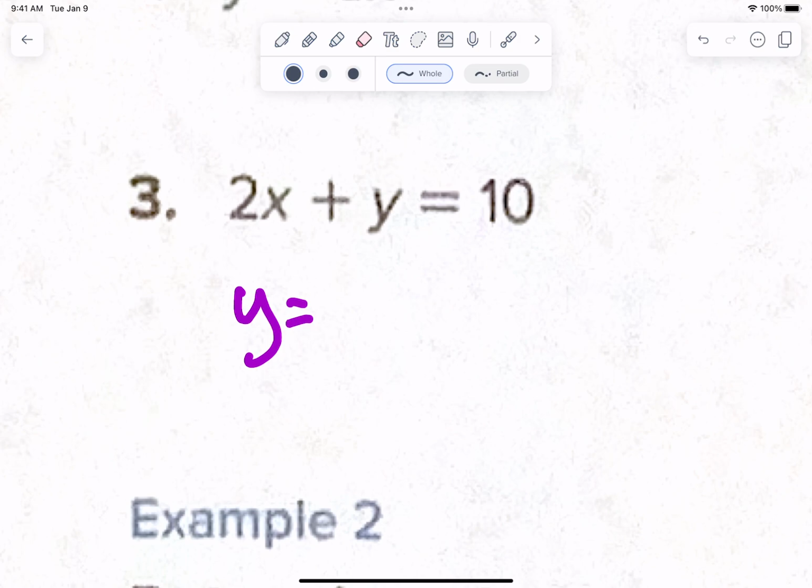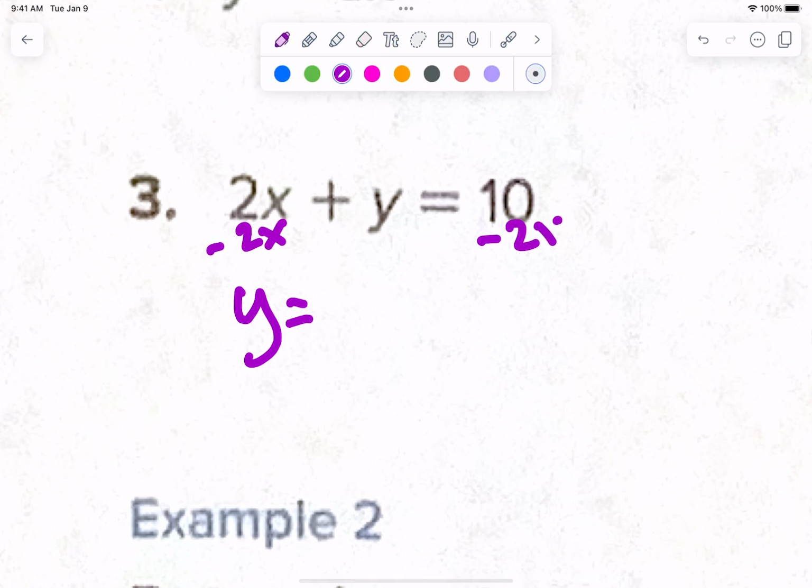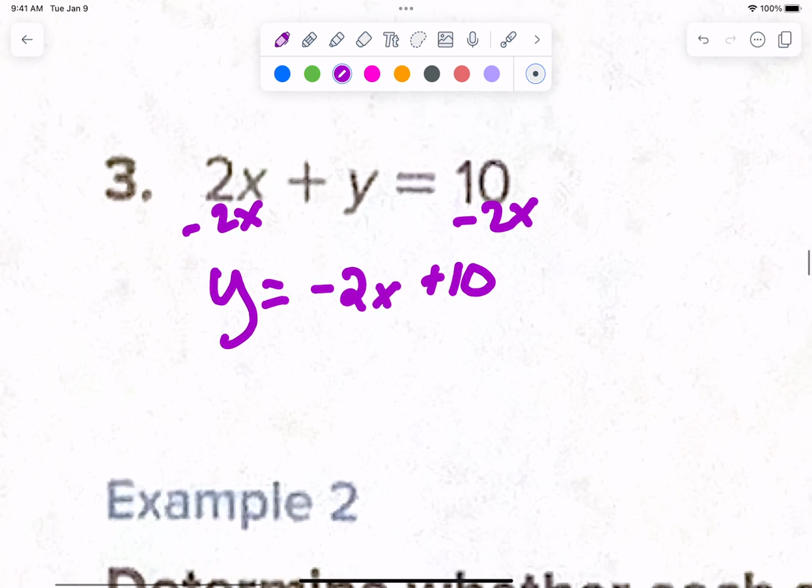All right. Here we go. What do you do first? You solve it. Subtract 2x. Can you subtract 2x from 10 to make 8? No. I write the negative 2x first. Okay, then when you go to graph him, where do you start?